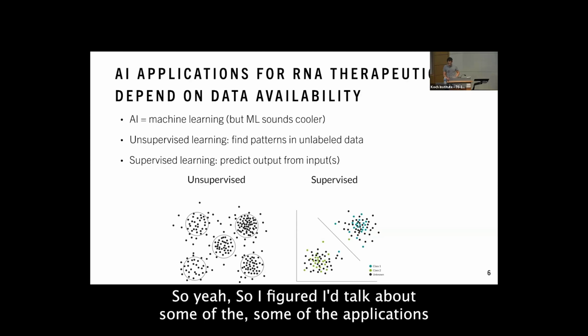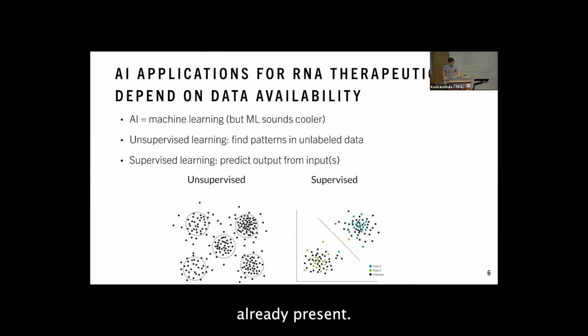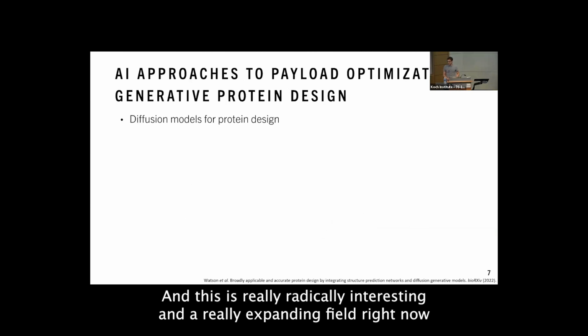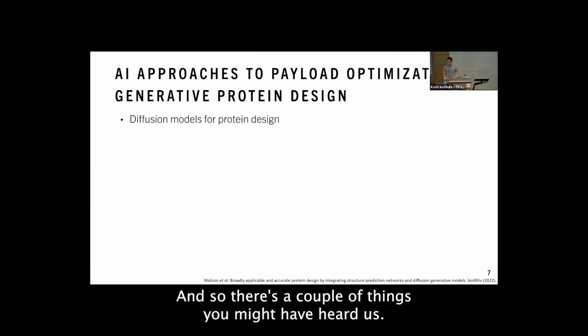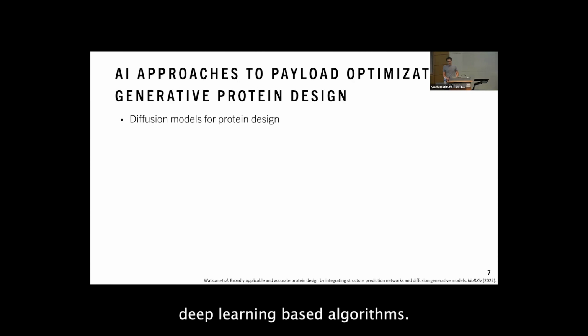So yeah, I figured I'd talk about now some of the applications that are coming soon to a theater near you, or in fact already present. So one of the new ones, and this is really radically interesting and a really expanding field right now, is using diffusion models and other kinds of deep learning models for protein design. And so there's a couple of things you might have heard of. So AlphaFold is the first of this incredibly successful set of deep learning based algorithms.